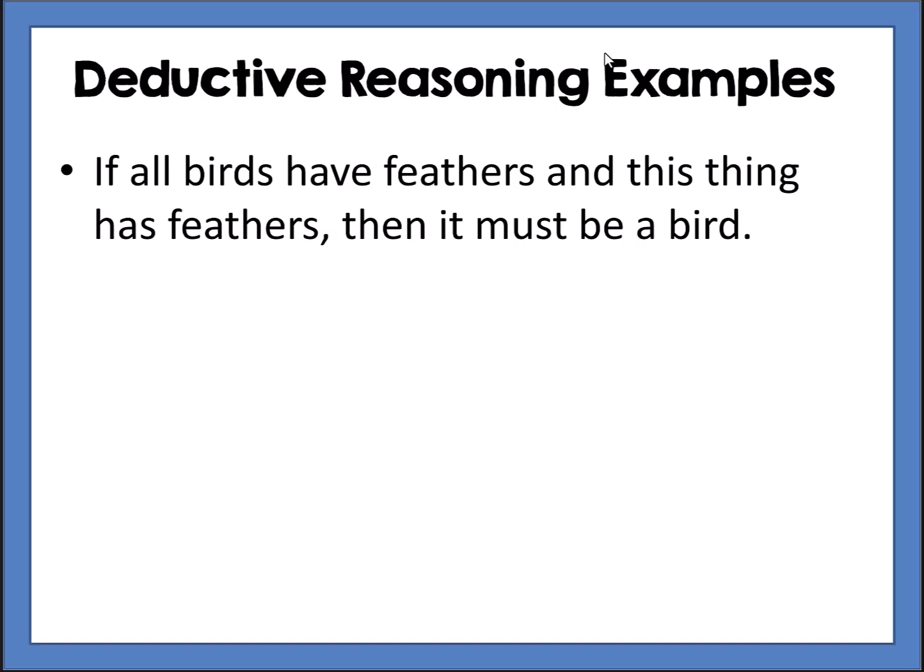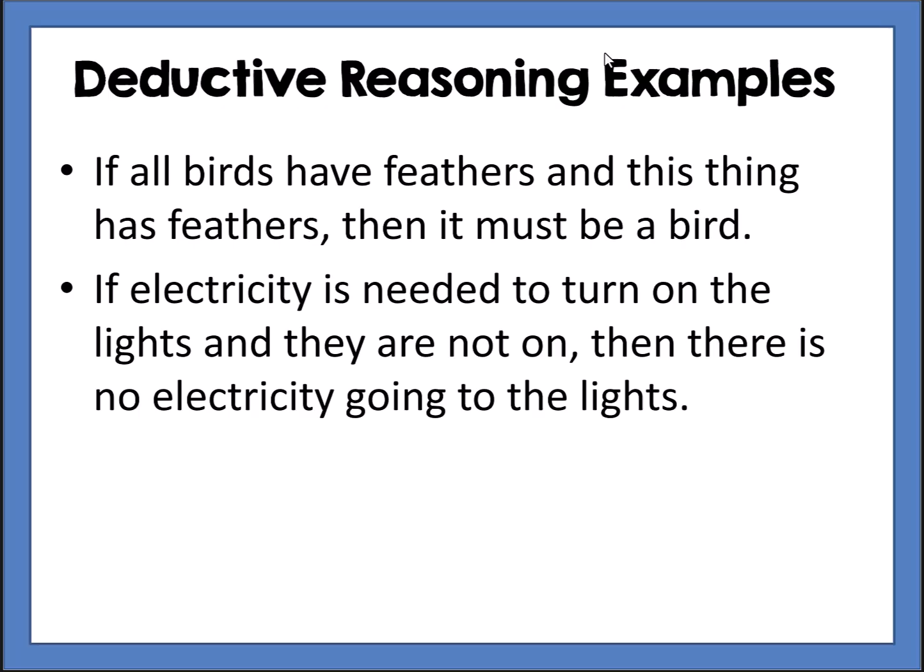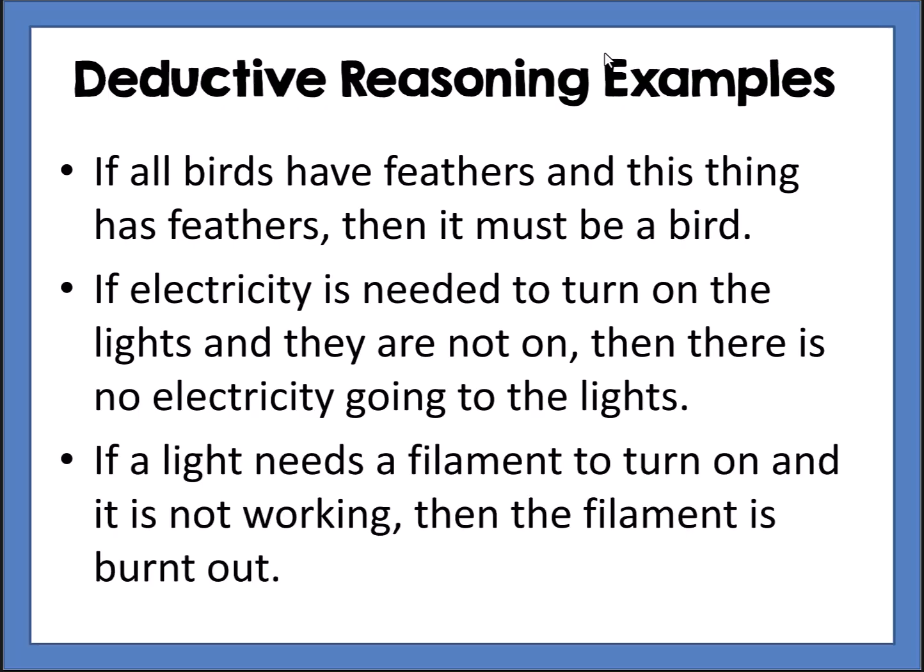Deductive reasoning, let's say if all birds have feathers, if we've learned somewhere that all birds have feathers, and this thing that I am seeing right now has feathers, then it must be a bird. Likewise, if electricity is needed to turn on the lights and they're not on, then there is no electricity going to the lights. Again, we're drawing conclusions based on reasoning here. They may or may not be correct. If a light needs a filament to turn on and it is not working, then the filament is burned out. So these are examples of reasoning from observations that help us to form a hypothesis.